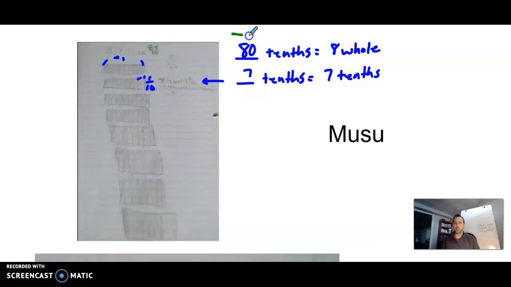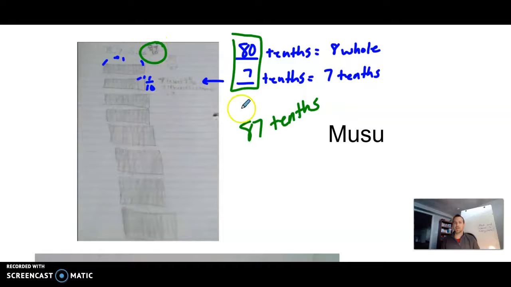So if we put both of these together, how many total tenths are there? 87 tenths. And she went ahead and wrote it as a fraction. That certainly works. There's going to be 87 total pieces. So Musu, excellent work here. Thank you for creating your model.